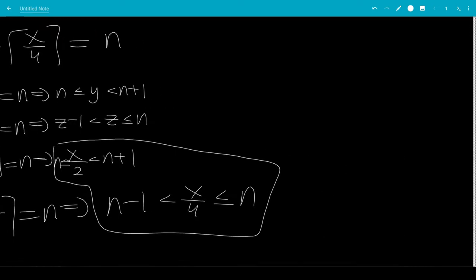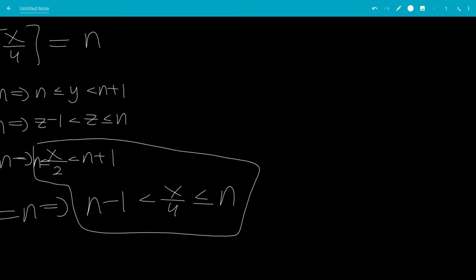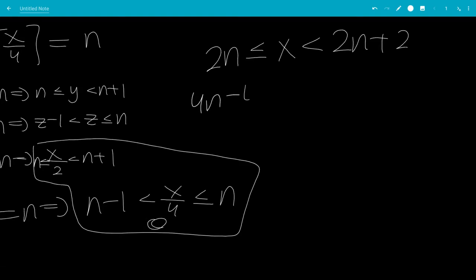So we're going to multiply by 2 in the first one and multiply by 4 in the second one. So you're going to get 2n is less than or equal to x is less than 2n plus 2. Multiply by 4 on the second inequality, you'll get 4n minus 4 less than x is less than or equal to 4n.